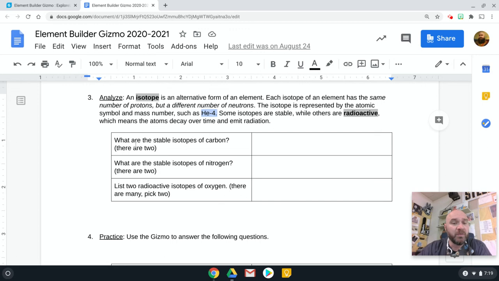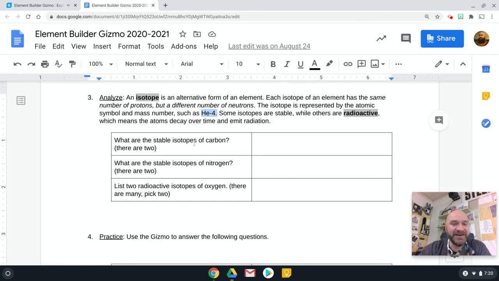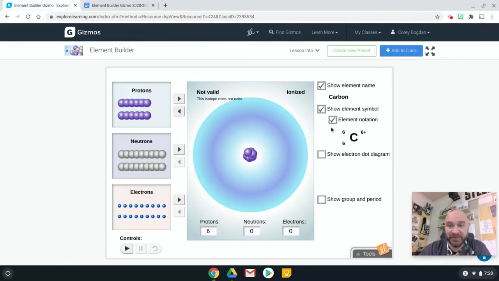So what are the stable isotopes of carbon? And there are 2. So the first thing I need to do is get to carbon. The only way to get to carbon is to add protons, which will get me to different elements. So add protons, and there's carbon. I need it to say the word stable. Well, notice up here it says not valid. This isotope does not exist, and that's because right now I have 0 neutrons. So let's add some neutrons.